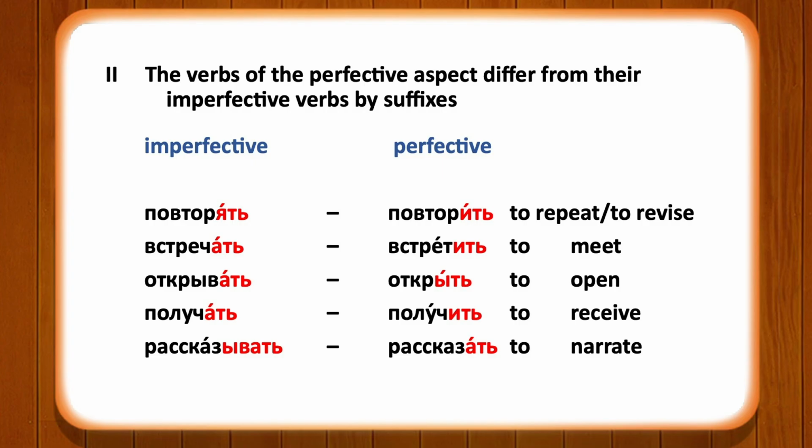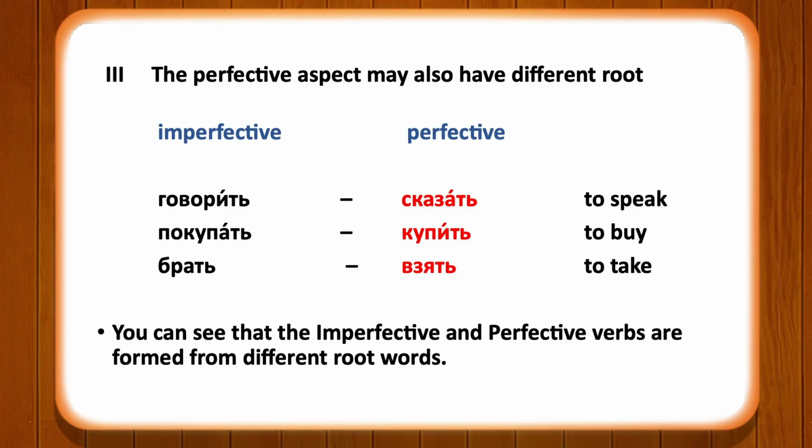To narrate. The third way in which the perfective aspect differs from the imperfective aspect verb is by having a different root. Let us see some examples of the imperfective and perfective verbs.